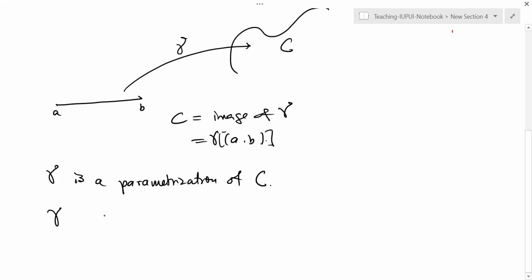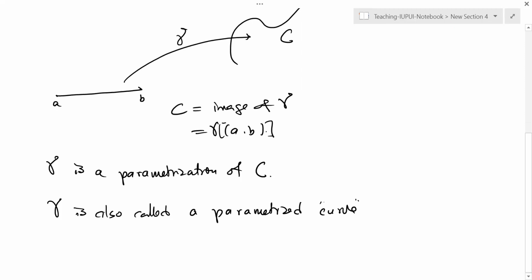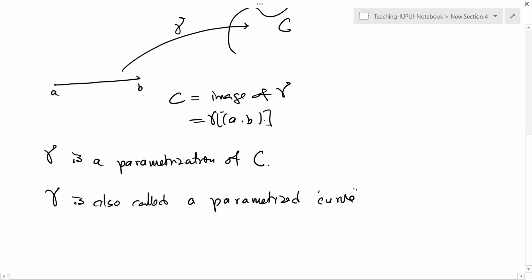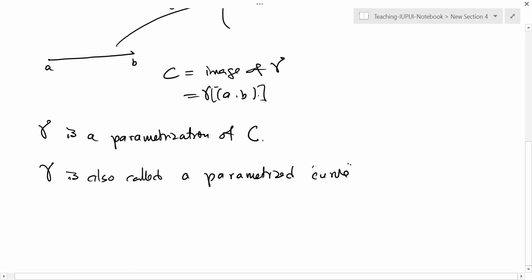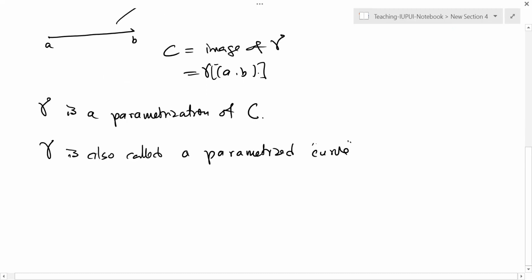When we talk about a curve, we always see a curve in the space already. So gamma is also called a parameterized curve. It's actually a map. When we use the word curve, we mean an object, a one-dimensional object in space. The map is also called a parametric curve. More precisely it should be a parameterized map for a curve, but that's not a big deal.